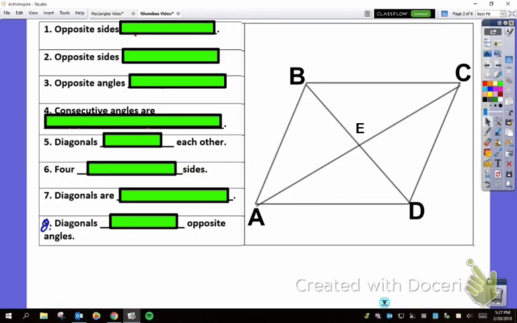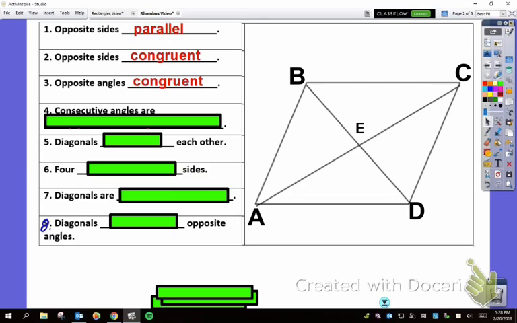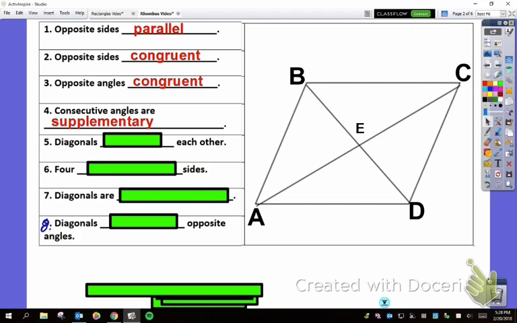The first 5 are still going to stay the same from what we've done with parallelograms. So our opposite sides are parallel, our opposite sides are congruent, our opposite angles are congruent, our consecutive angles are supplementary, which means equals 180. And our diagonals still bisect each other. But now we get to add these 3 other properties that are going to go together with some of those top 5 properties.